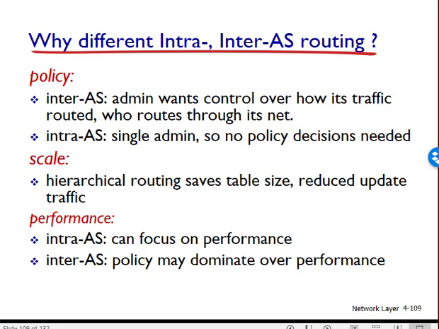Why different intra and inter-autonomous systems routing? Three big issues: policy, scale, and performance. Local administrators want control over how traffic is routed and who routes through their networks. As far as scale is concerned, hierarchical routing saves table size and reduces a lot of traffic. And performance is an issue, and with intra-autonomous systems, the local administrator can focus on performance.